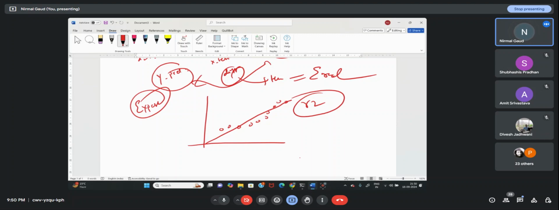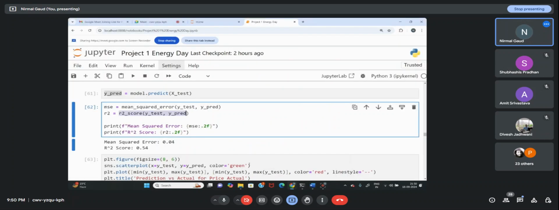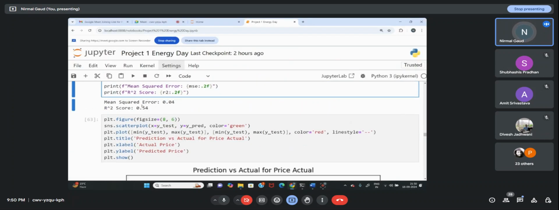Okay, fine. So you can see my R2 score is 54 and error is 0.04. So error is very less, and R2 score is also good, 54. That means 54 percent of the data points are captured by the actual line. The rest are not being captured. It's okay, error is very less. That means they are nearby the line.